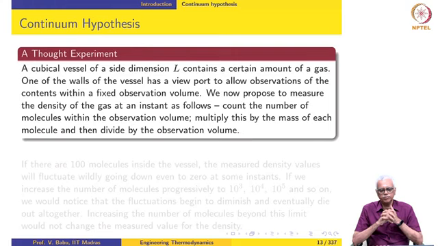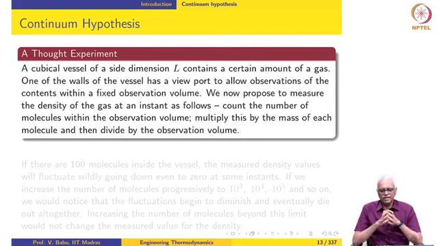We assume that we have a cubical vessel of dimension L, and let us say that it contains a certain amount of gas. Now, on one of the walls of the vessel, let us say we have a viewport made out of glass, which allows us to make observations of the contents within a fixed observation volume. So, the observation volume is known, and we can make observations of the contents within that volume.